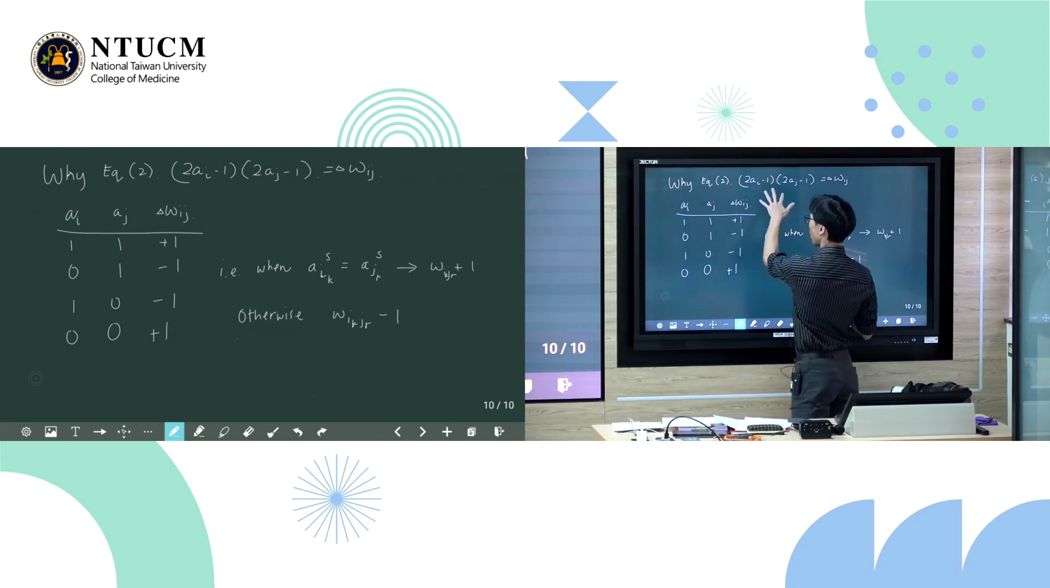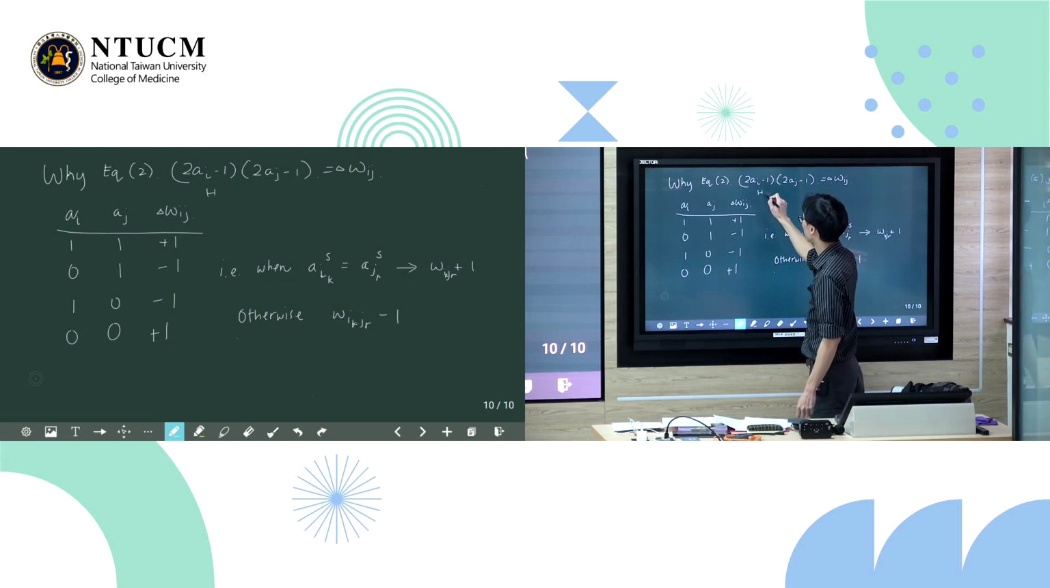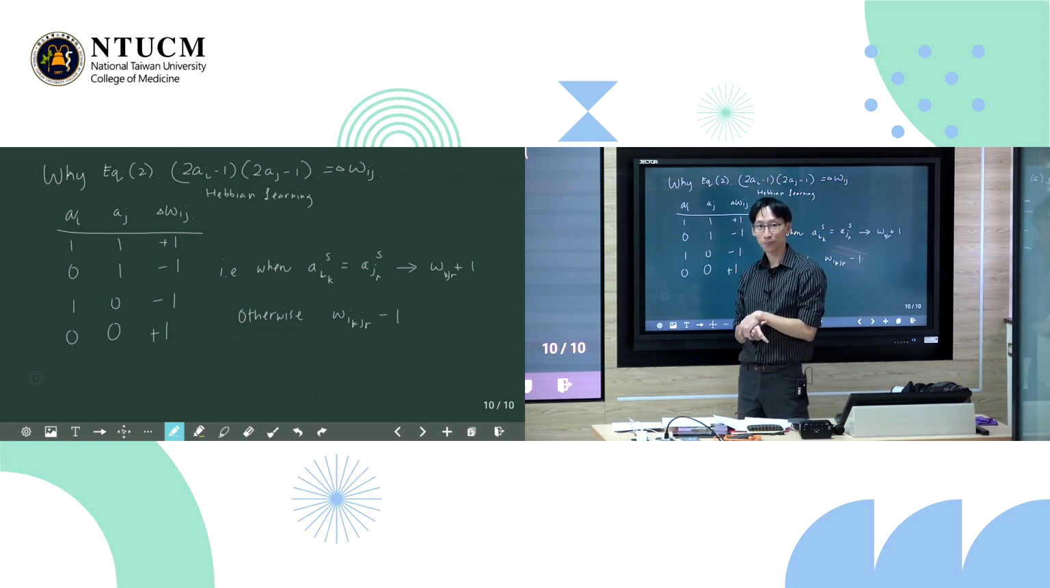But this is why he used this equation, so that this is the implementation of the Hopfield, the Hebbian learning. Fire together, wire together, right? Don't fire together, then don't wire together. That's what this equation does. Okay? Any other questions?